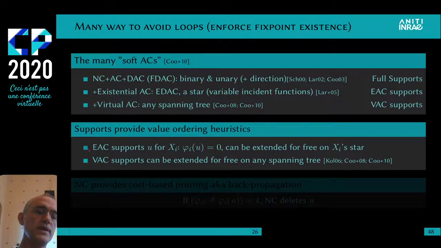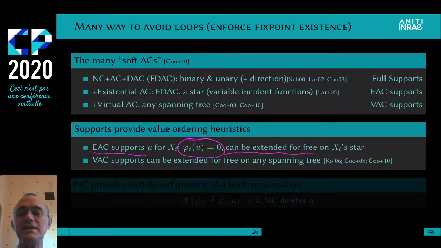Because we know, for example, we can prove that the support for IDAC satisfies the fact that it has unary cost 0, because it's the argmin and we subtract it from itself. When you subtract the minimum from itself, you get 0. And we can prove that it can be extended for free on the star on which you schedule the operation. And so it's a very good value to choose for assignment. VAC supports are even better, because they can be extended for free on any spanning tree. So they are even better.